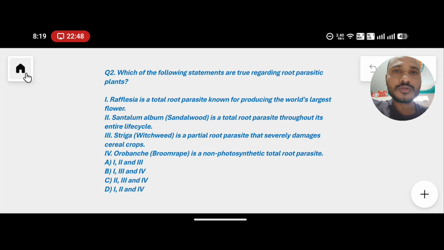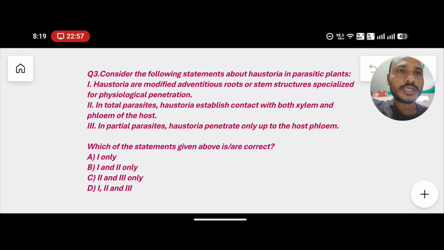And one more MCQ. Consider the following statements about haustoria in parasitic plants. We have just discussed what haustoria are, so read these three options. Which of the statements given above are correct?